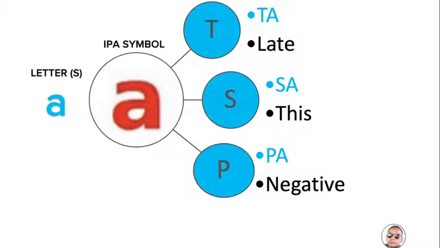Letter A, IPA sound A. T-A, ta, which means late. S-A, sa, which means this. P-A, pa, which is negative indicator. Example, mwen pa content, mwen pa parler créole.